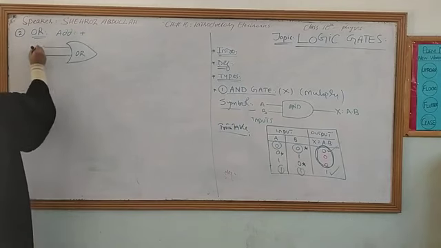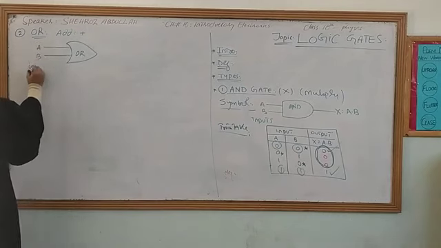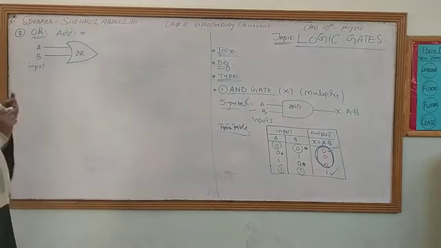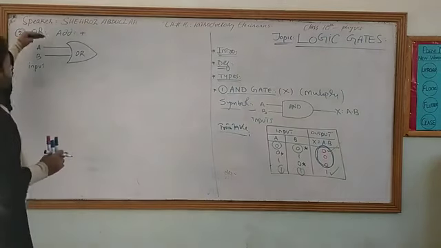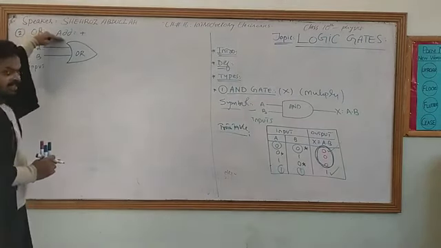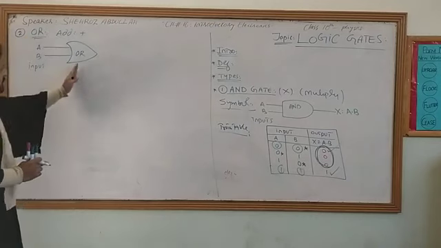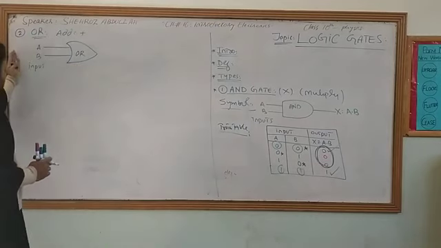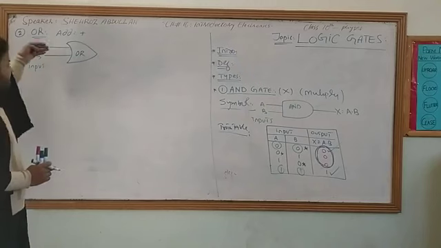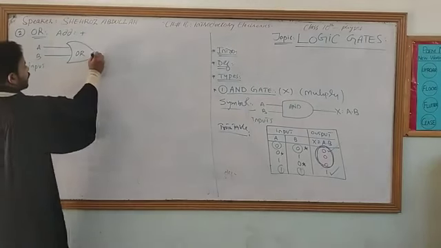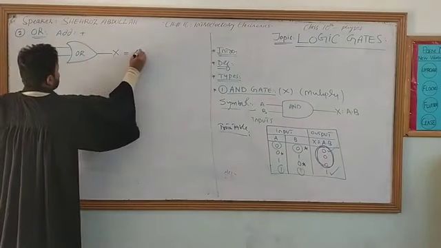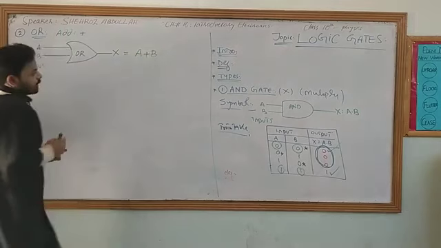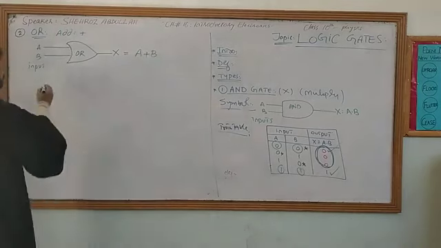Now A and B we are providing as inputs to it. We are discussing the OR gate. The OR gate is used for the addition of binary digits. Now this is the symbol of the OR gate. We are providing 2 inputs to it, like A and B, and we are getting output like A plus B.